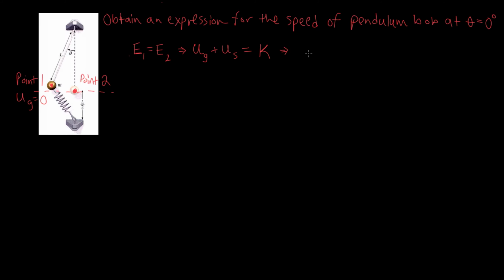Now let's expand these equations. The formula for the potential energy of the pendulum bob is just the mass of the bob times the acceleration due to gravity times the height the pendulum is from the potential equals zero line. And we'll later draw h on our diagram so we can see what it looks like.